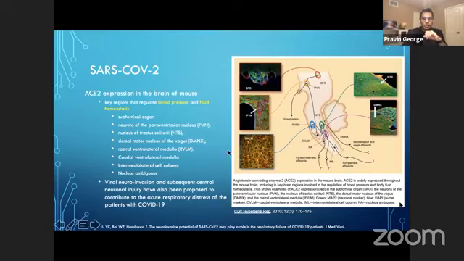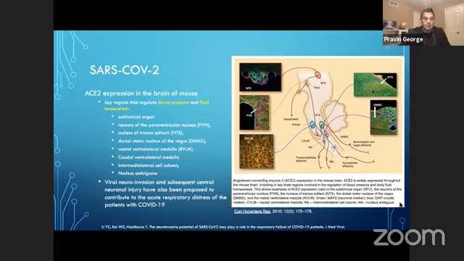So all of these receptors and all of their locations started to become more of an area of interest, especially for neurologists and neurocritical care people, because these all became more notable in patients with diseases that progressed further than just the respiratory status.